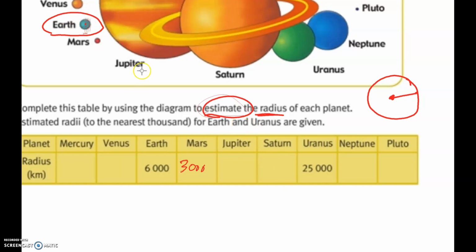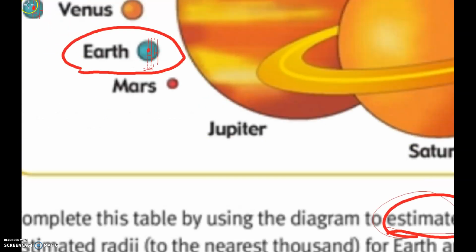Earth, if it's 6,000 in radius, if I copy that, that means the whole of Earth is 12,000 across. So let me just see if I can make this work without stuffing it up. It's a bit hard. I'm going to have to just increase my size. The whole of Earth is 12,000.